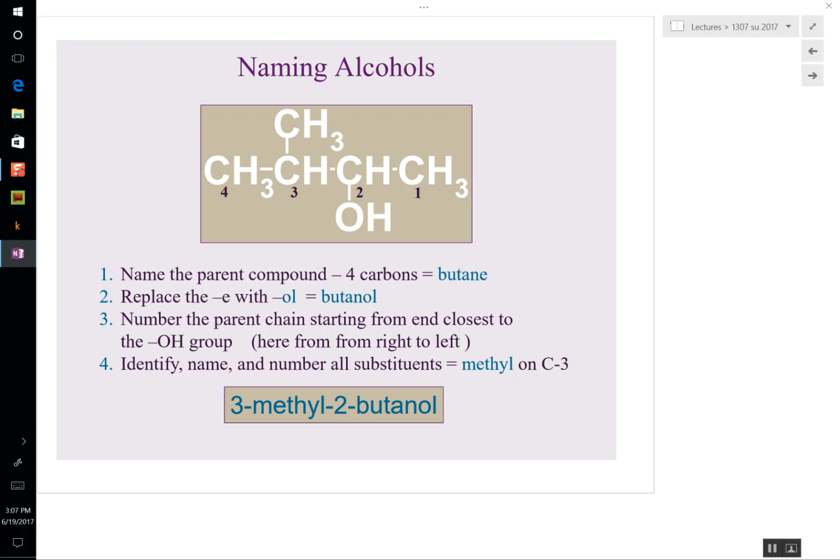So we want to start counting from the end that gets us there with the lowest number. So that is 2-butanol, and it has a methyl group on carbon number 3. 1, 2, 3. So it's 3-methyl, 2-butanol.